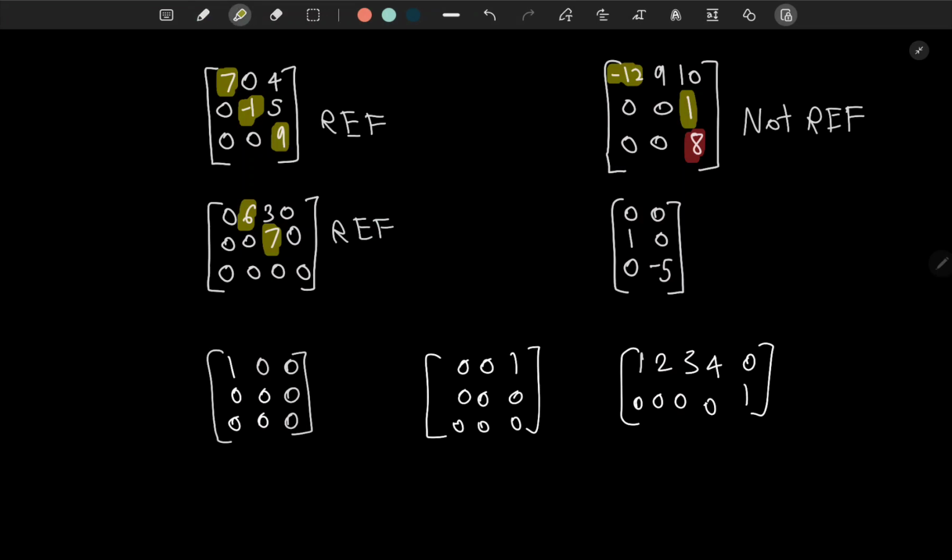Now the next question. Here we have the zero row in the first row, so this violates it. Let me just write not REF here. Let me highlight this first, which is violating it, and not REF. And let's move on then.